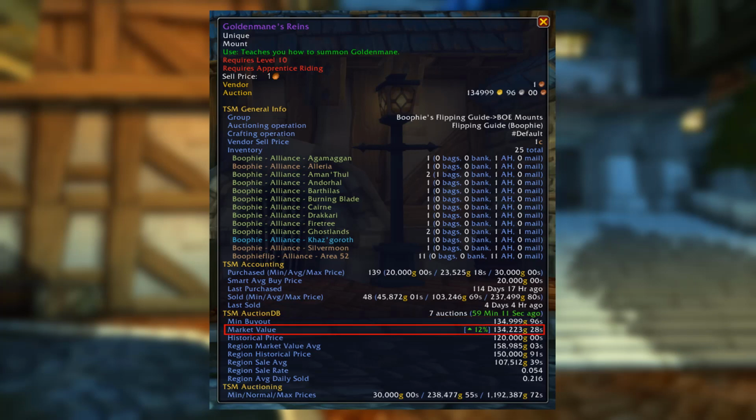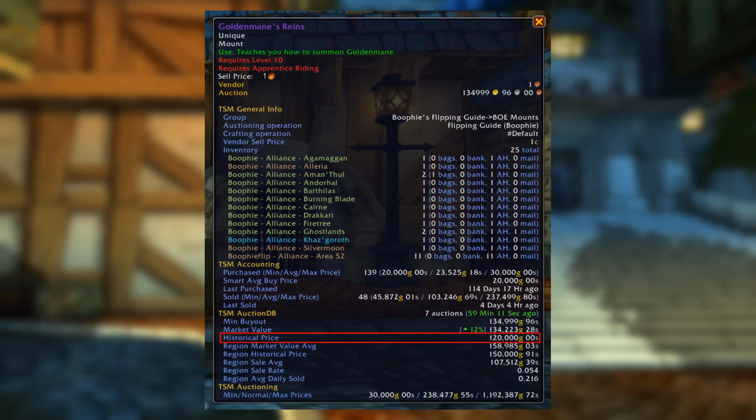Moving on to the next one, which is the market value. So the market value is the average price on your Pacific realm over the past 14 days. So over the last 14 days, it will get an average price of the market value for your realm, and this is for your Pacific realm only. So every single realm will have a different market value for the same item.